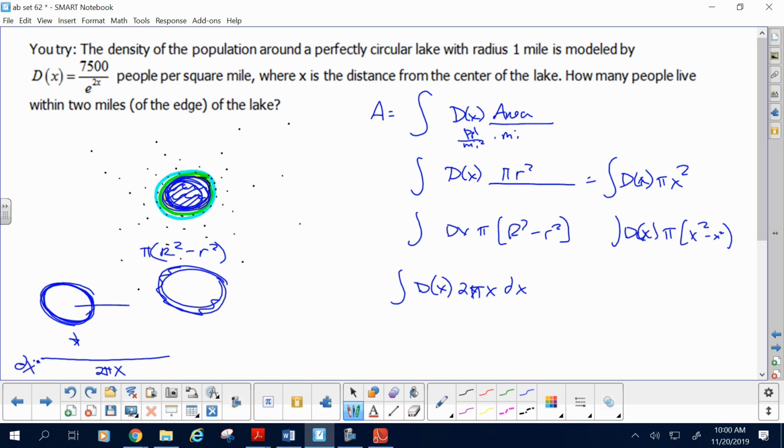Last hurdle. What's the x range? 1 to 3. You got that, that's good. Here x represents 1 mile of lake and then 2 miles. Yeah, x is the distance from the center of the lake, so you have to start from 1 to get people. So I got something like 4,579. Okay, that's a good one. All right, that'll come later.